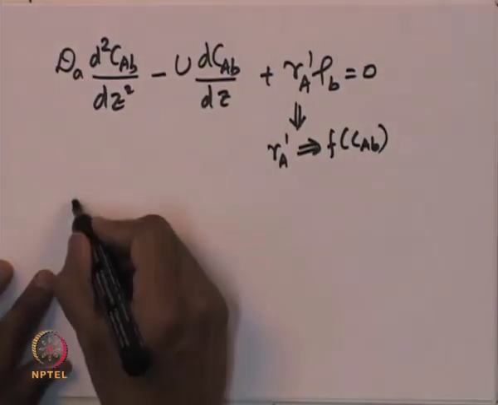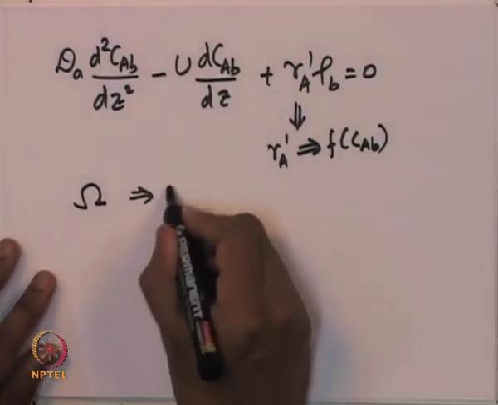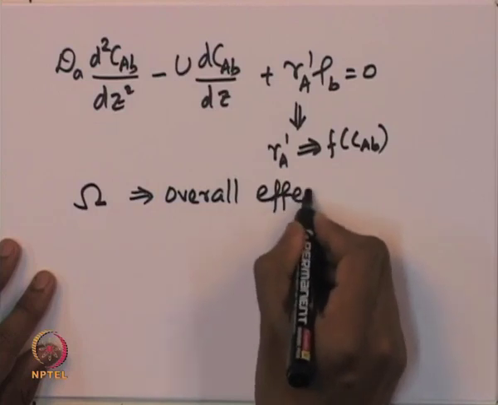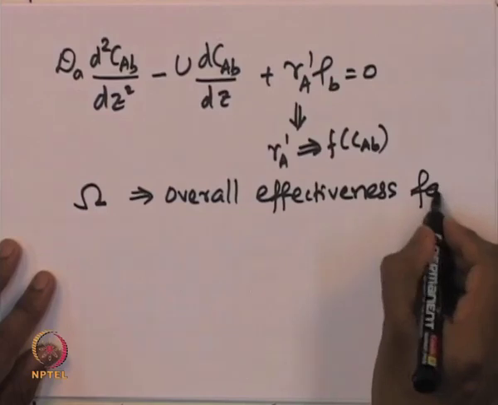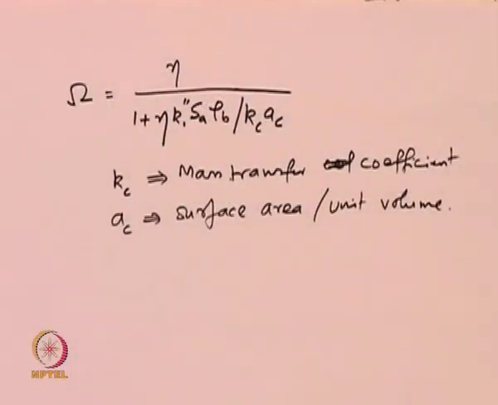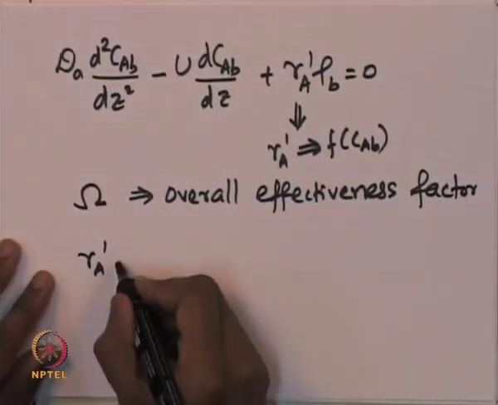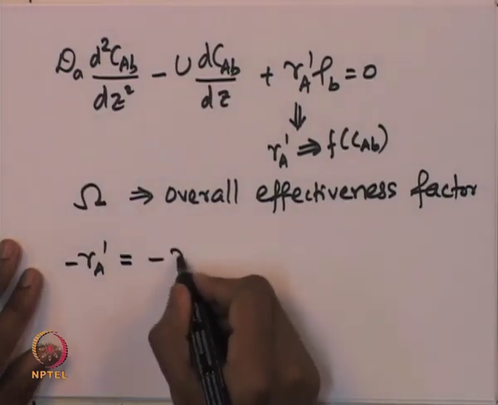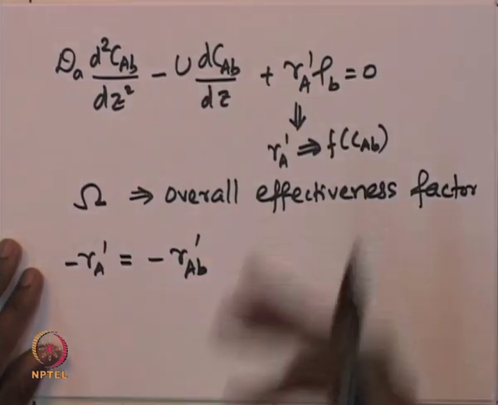So, suppose omega is the overall effectiveness factor. Then the rate of reaction, minus R A prime, can be given by minus R A bulk multiplied by omega. So, this is the reaction rate in the catalyst.